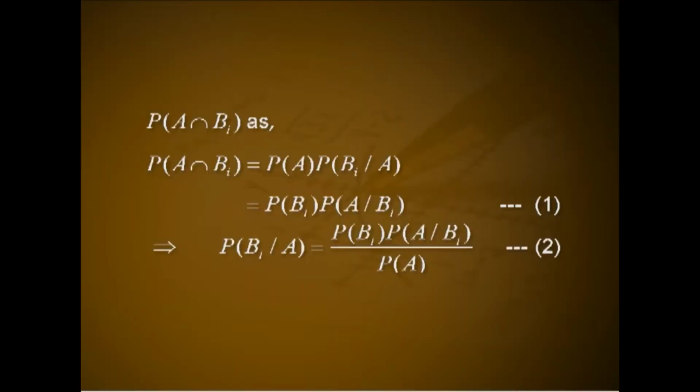Proof. By the multiplication theorem, we can express the compound probability P of A intersection Bi as P of A intersection Bi equals P of A into P of Bi given A, that is equal to P of Bi into P of A given Bi. Let it be number 1. This implies P of Bi given A equals P of Bi into P of A given Bi, divided by P of A. Let it be number 2.